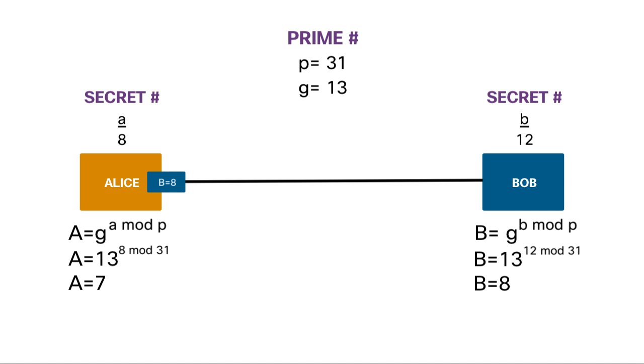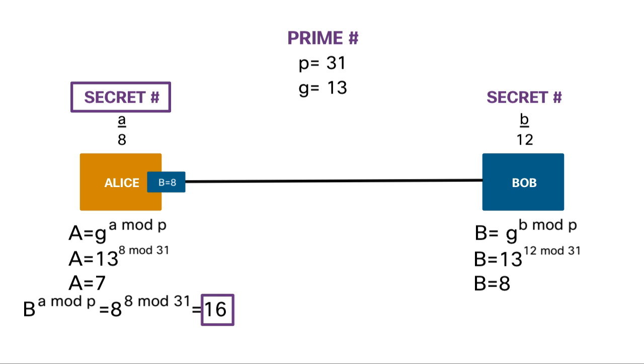Now Alice is going to take that B value, and we're going to use that same formula, B to the A mod P in this case. So we're going to come up with 8 to the 8th, mod 31, and we get a value of 16. Now guess what? That's our secret key. And we're going to come out with the same value using different numbers over on Bob. Let's see how that works.